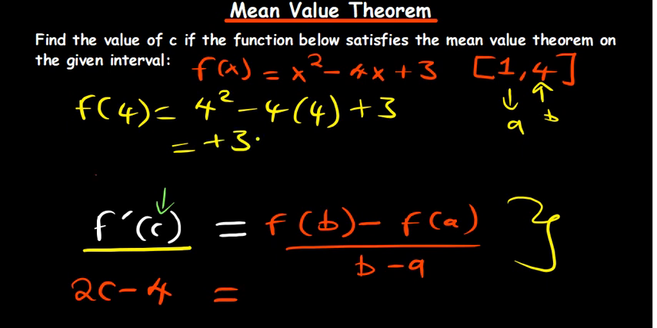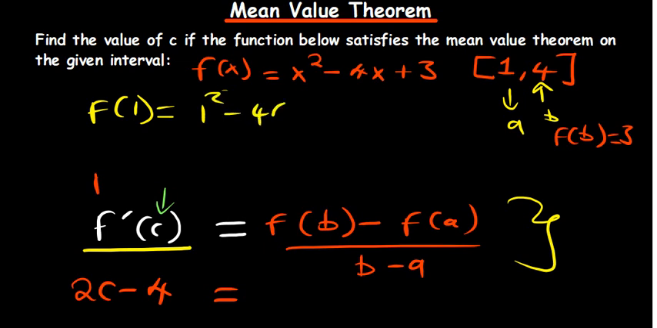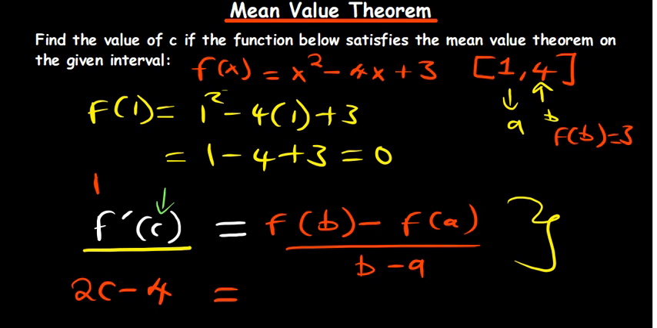So f of b, take note, is equal to 3. And then f of a, which is f of 1. If we substitute a 1, we have 1 squared minus 4 times 1 plus 3. So that is 1 minus 4 plus 3. And of course, 1 minus 4 is minus 3, plus 3, giving us a 0. So f of 1 is equal to 0.